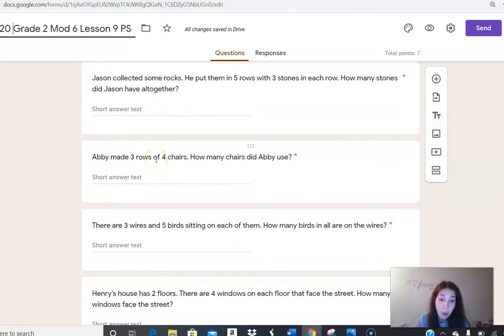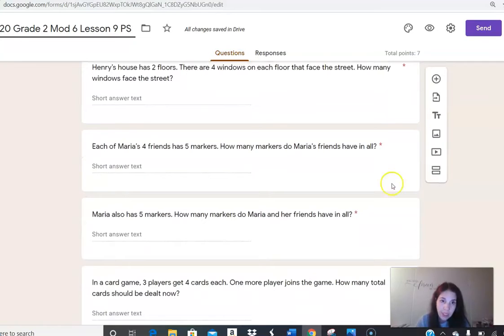Abby made 3 rows of 4 chairs. How many chairs did Abby use? There are 3 wires and 5 birds sitting on each of them. So this word each means that there's going to be 5 on each wire. How many birds in all are on the wires? Henry's house has 2 floors. There are 4 windows on each floor that face the street. How many windows face the street?